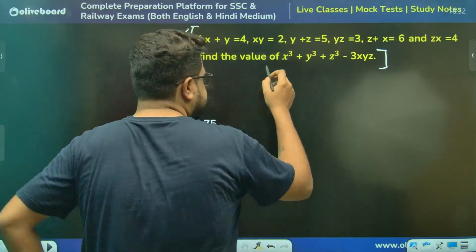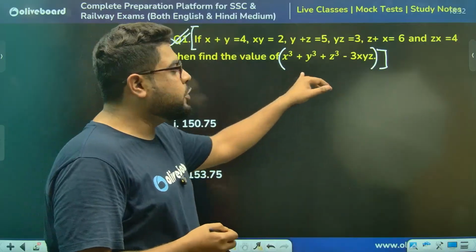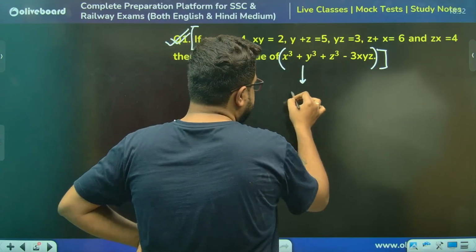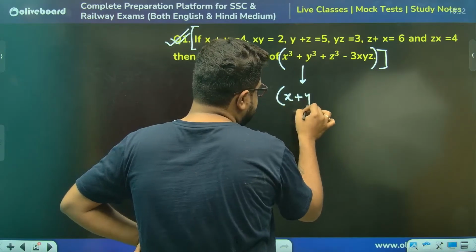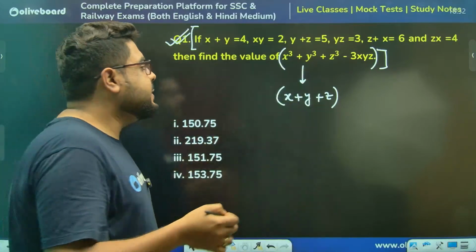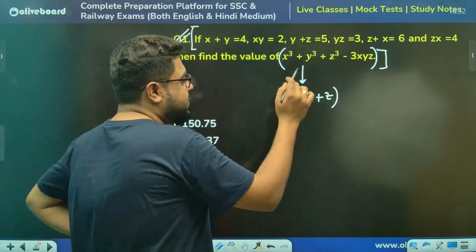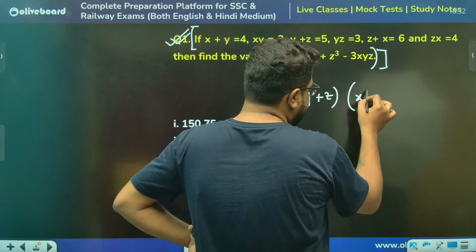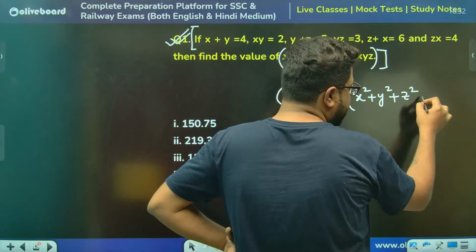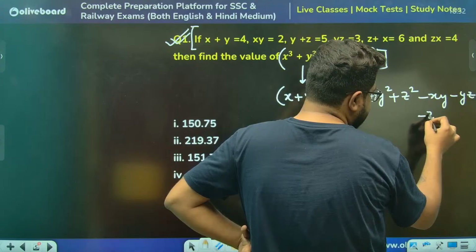First things first, this expression, x cube plus y cube plus z cube minus 3xyz, has a formula. There are 4-5 different formulas, but I'm quite okay with going with only one. It is (x plus y plus z) into (x square plus y square plus z square minus xy minus yz minus zx).